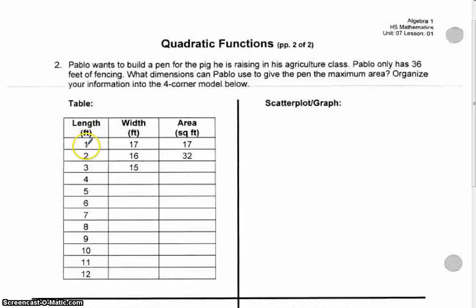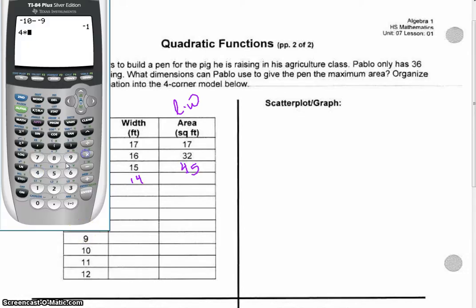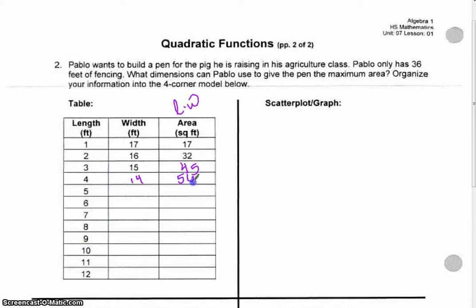If your length is 1, your width is 17. Multiply them together because remember area is length times width. If your length is 2 and your width is 16, it'd be 32. 3 times 15 is 45. Now, where are they coming up with what the length could be? I'm going to assume that this is 14, right? And so then 4 times 14 is going to give you 56.